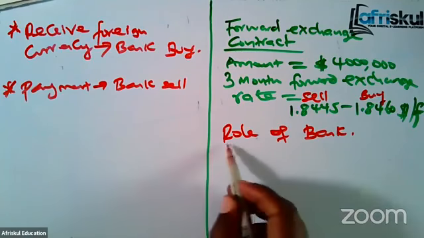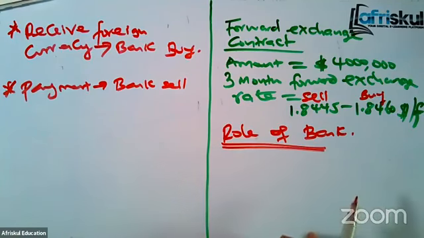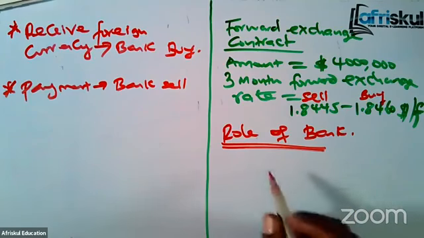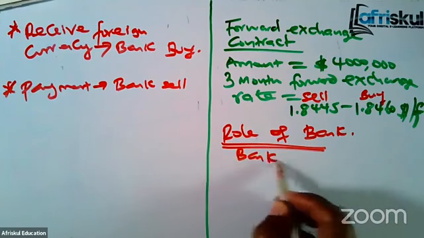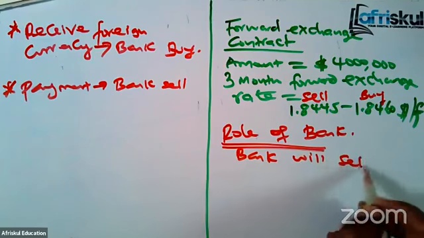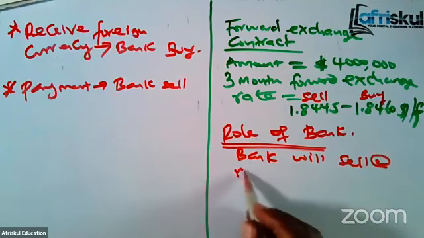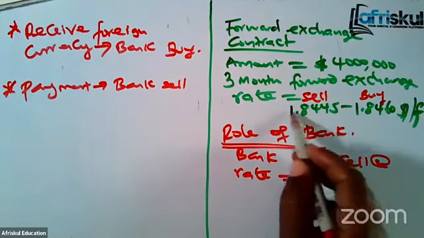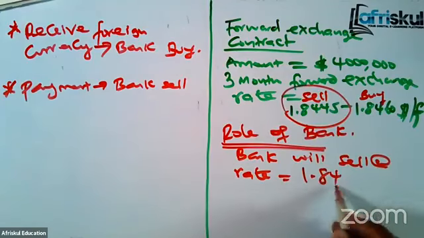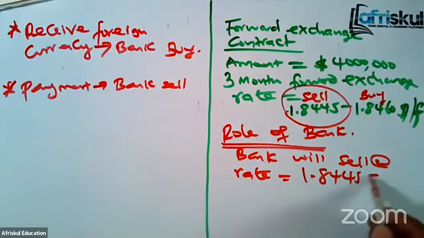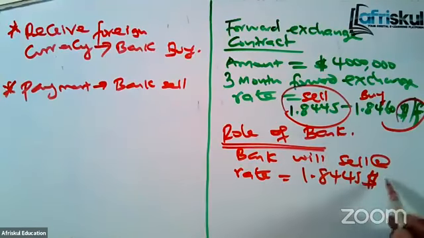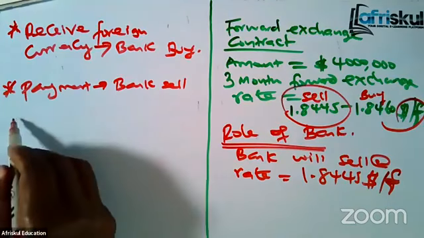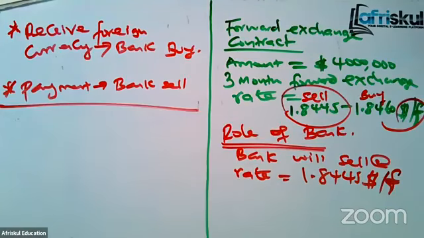So the role of the bank, because this Trumpton company has imported goods and is required to make a payment, in this case here, the bank will sell. So the bank will sell at what rate? The selling rate here is $1.8445 per pound. So from there, go ahead and exchange.